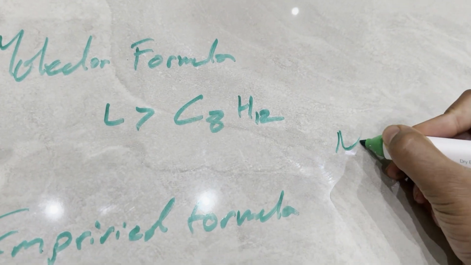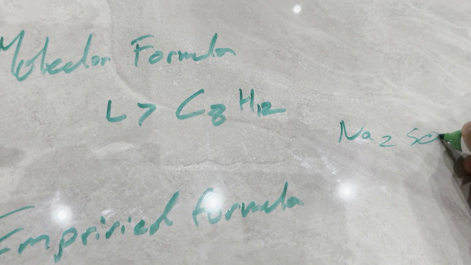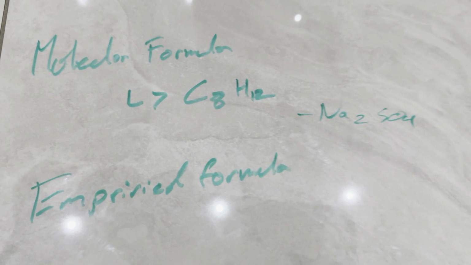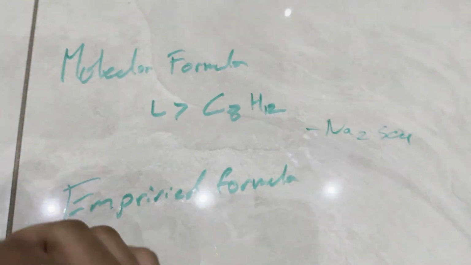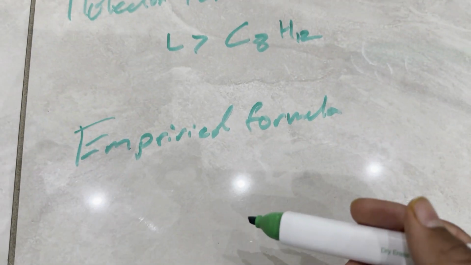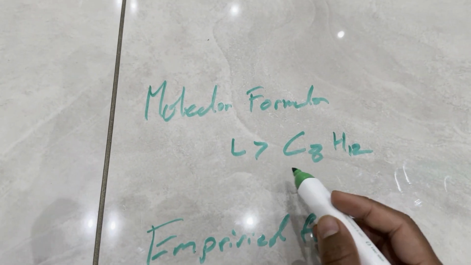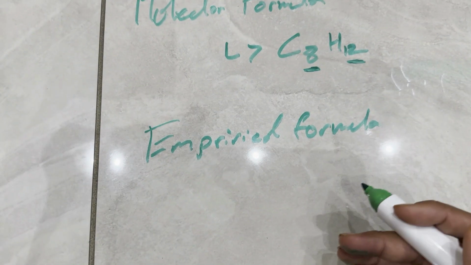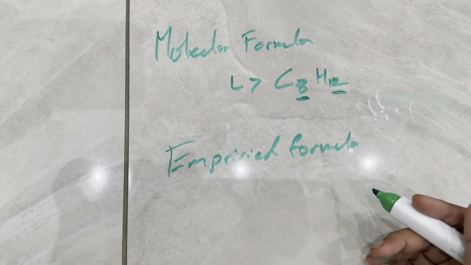Another one is Na2SO4. These are just molecular formulas, just regular full formulas. Now, we're going to keep using this as an example. What's an empirical formula? Well, a molecular formula is specific to a specific compound. An empirical formula is basically that ratio.